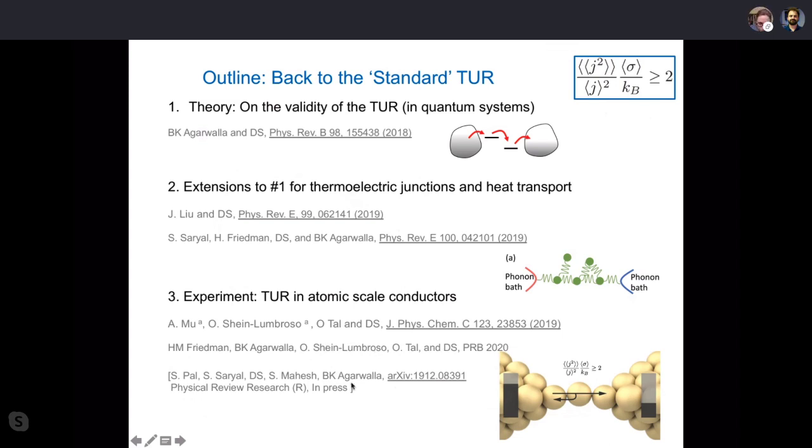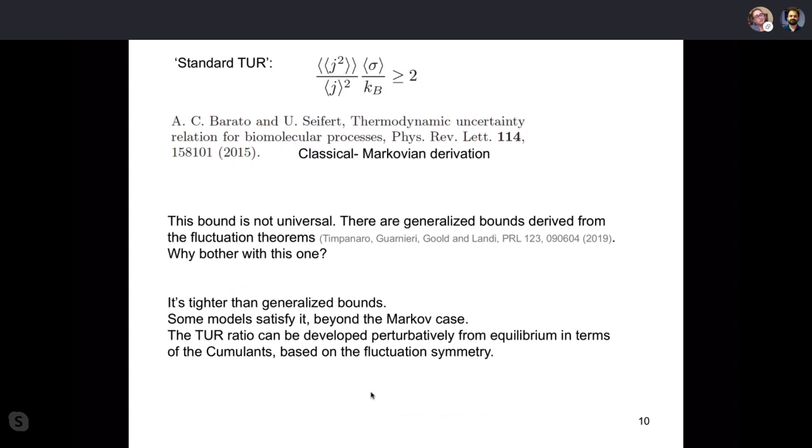And finally, at the bottom, I'm not going to talk about this project, but hopefully BJ could describe it. It's another measurement of the TUR in a totally different setup, not this one, rather studying heat exchange, energy exchange between qubits in an NMR setting. So that's something else, and I will not talk about it. Hopefully he could contribute. So I'm going to focus on the standard TUR.